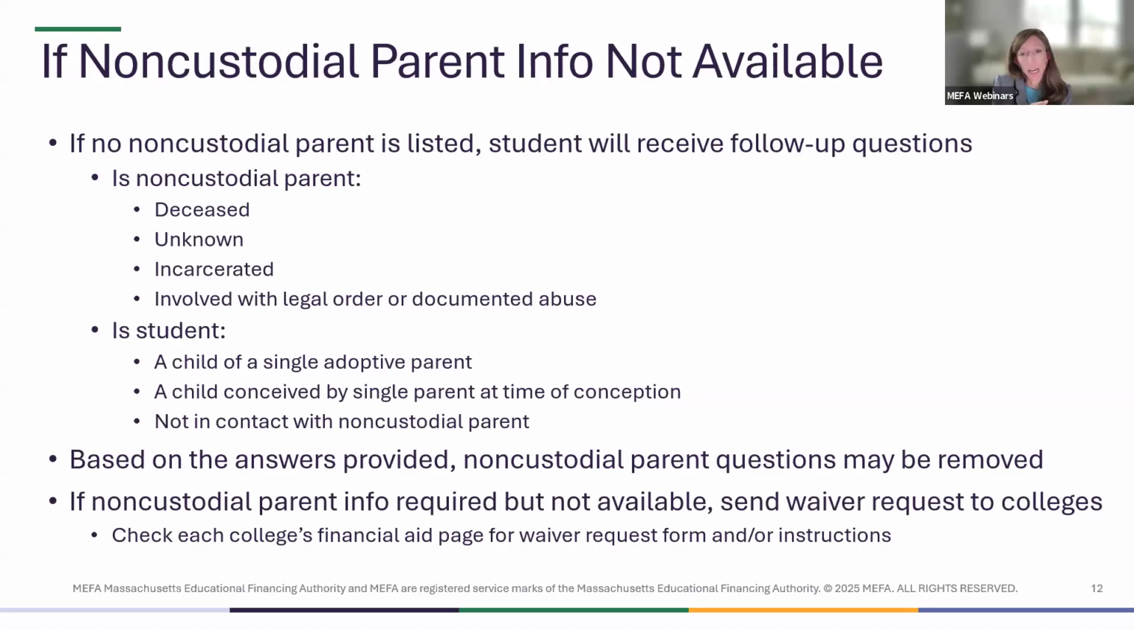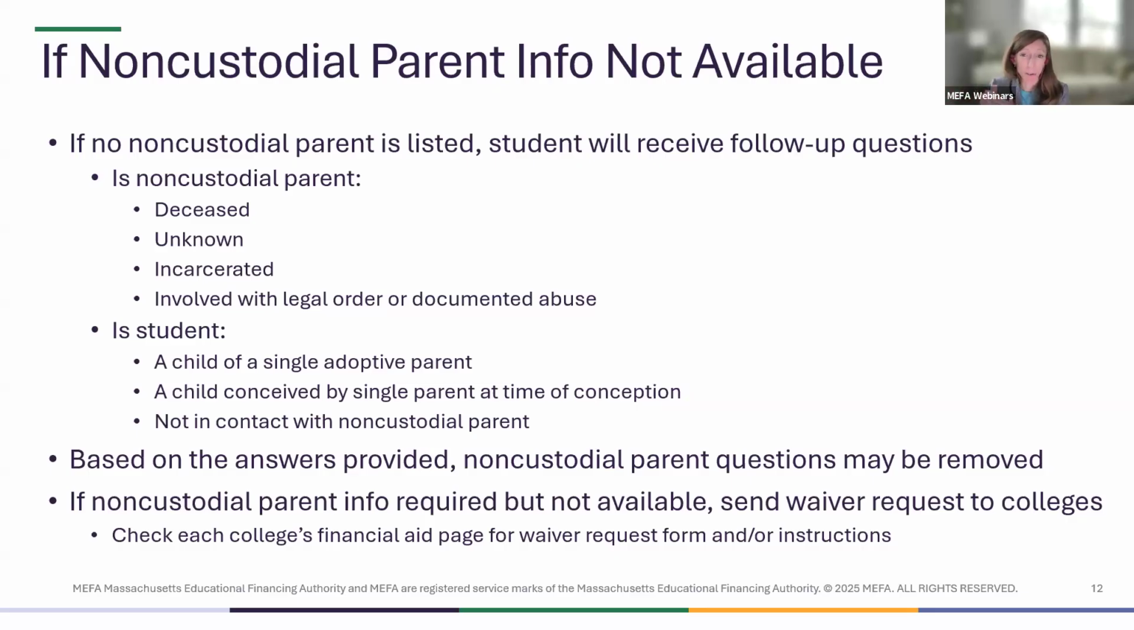Based on the information, it might be that the student is then told, okay, we're not going to ask you any more questions about your non-custodial parent. But in a lot of cases, there's going to be some follow-up needed by the student, and the student is going to have to explain further the situation with the non-custodial parent. In that case, really what the student is seeking is a waiver of the request to provide non-custodial parent information.